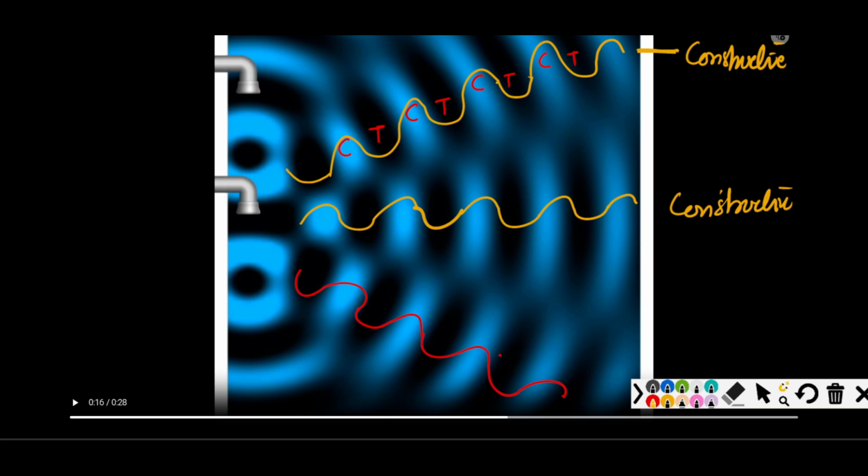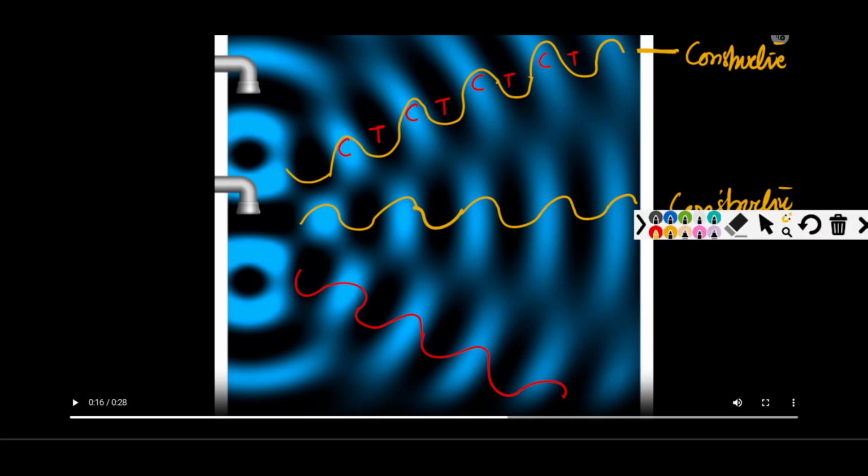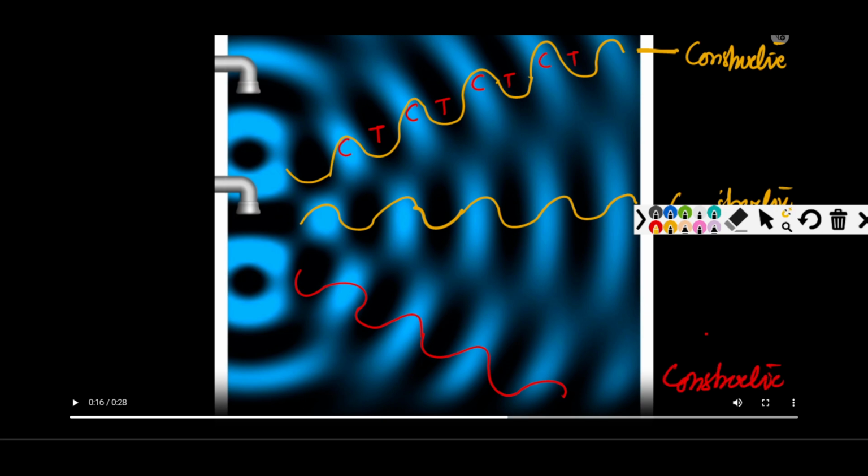Why has this happened? It has happened because of the constructive interference concept, which we just did, that individual amplitudes will be added together. So over here, we can also see that this will also be a place of constructive interference.